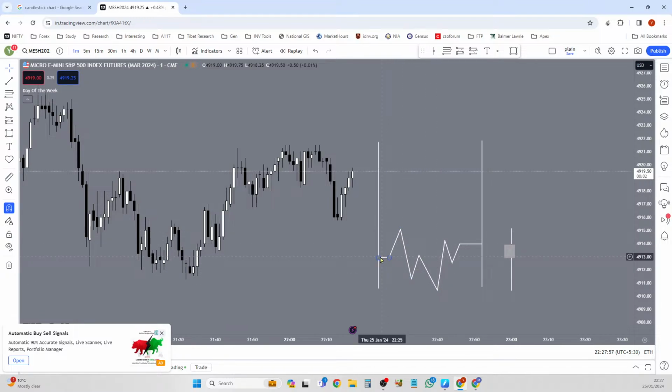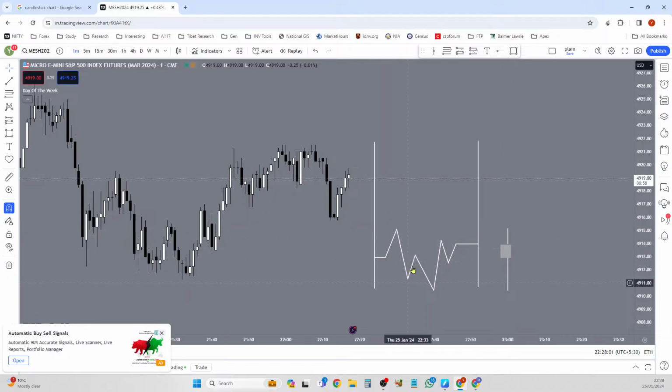So at opening, it was here. It did go higher. So this is the highest high. Then it went lower to this low. That's why this is the low. And then it closed over here. Since it closed above its opening, the body is white colored.